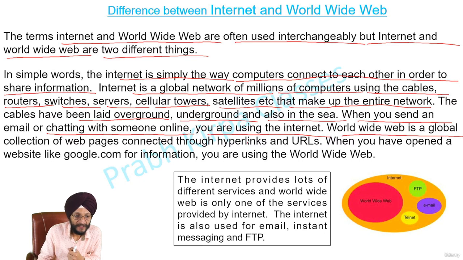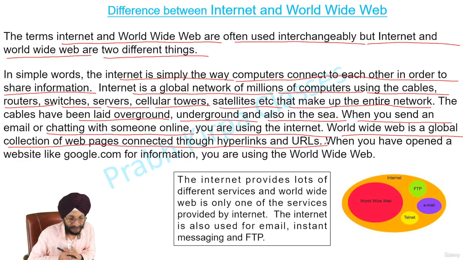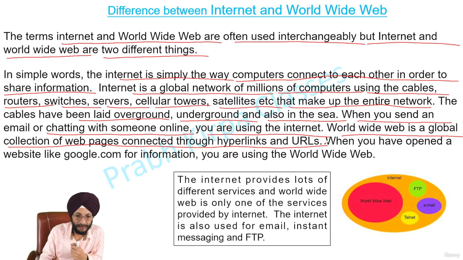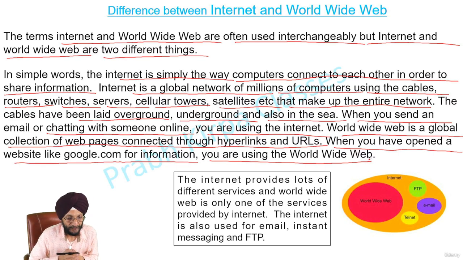World Wide Web is a global collection of web pages connected through hyperlinks and URLs. We will discuss the meaning of hyperlinks and URLs in the coming courses. There will be a detailed discussion on the same. When you open a website like google.com for information, you are using World Wide Web.